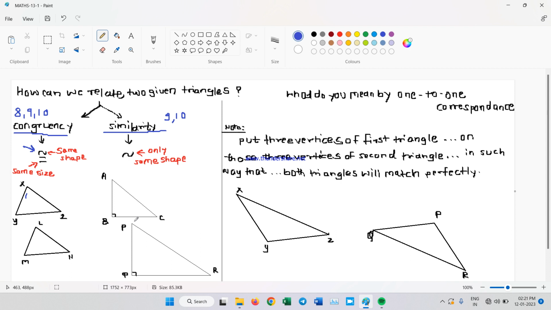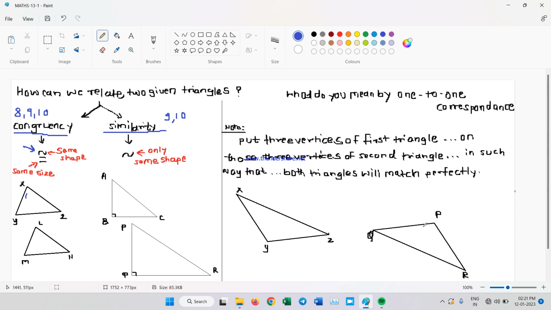Alright, now let's move to the next topic. There is one concept throughout the chapter which is quite important to understand. What do you mean by one-to-one correspondence? What do you mean by one-to-one correspondence? It means what? These two triangles are there, and let's assume they are congruent to each other. So one-to-one correspondence means which vertex of the first triangle corresponds to which vertex of the second triangle.